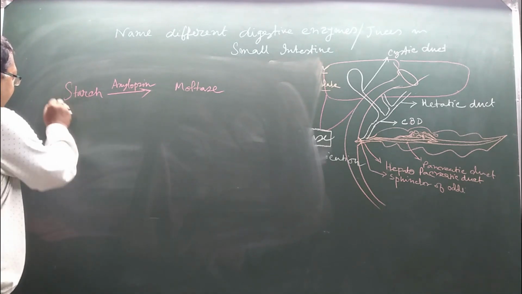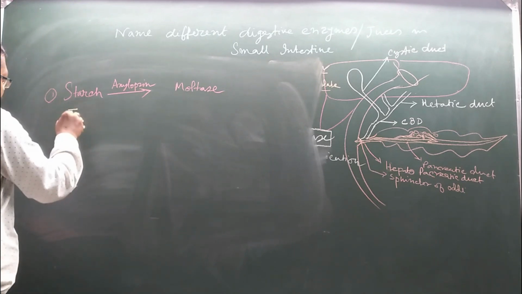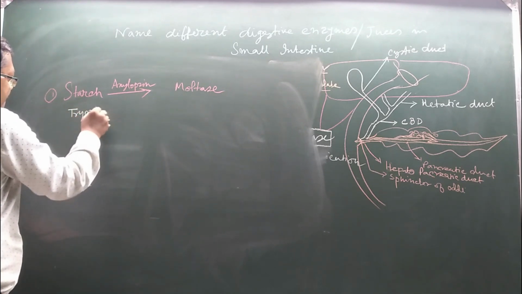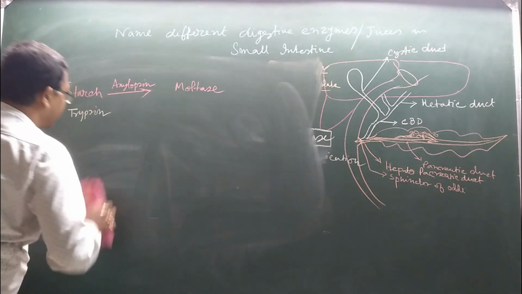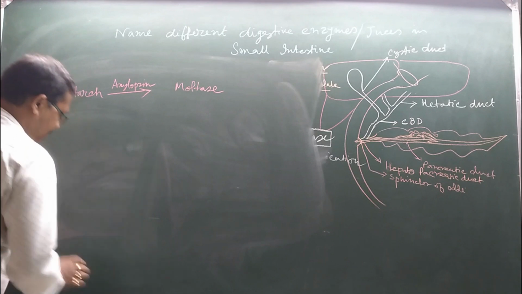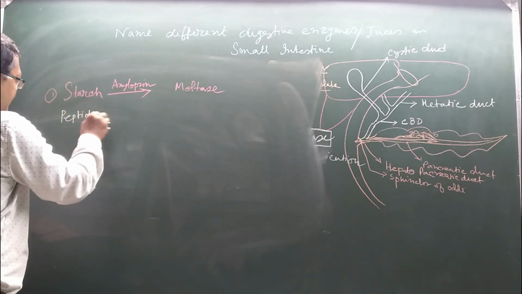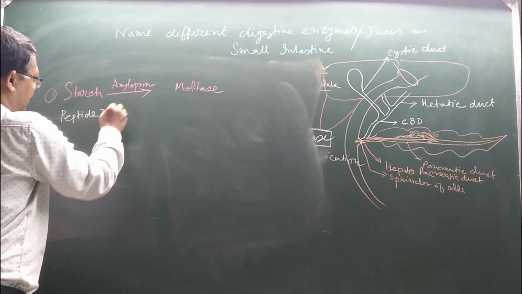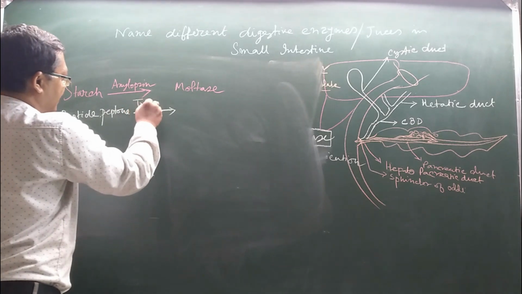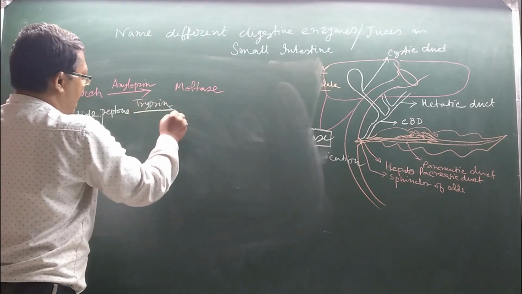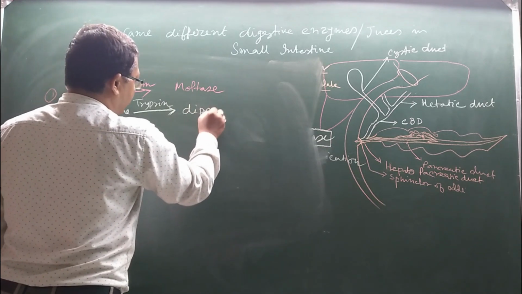Second, the proteolytic enzyme trypsin. Protein, peptide, and peptone are converted by trypsin, and dipeptide is produced.